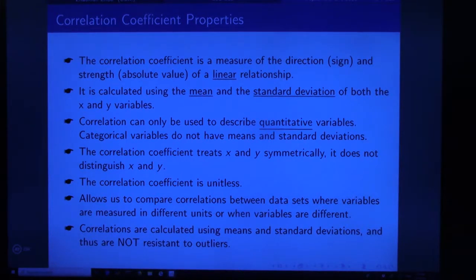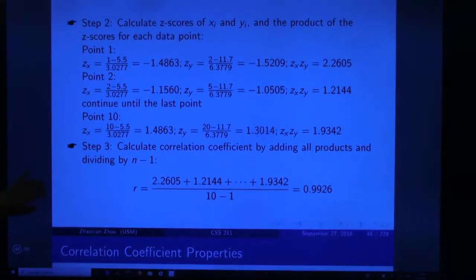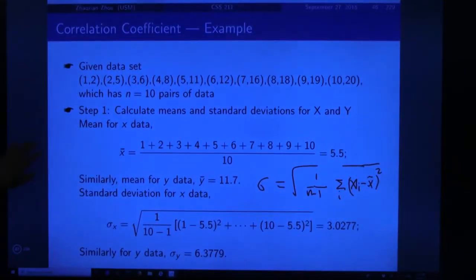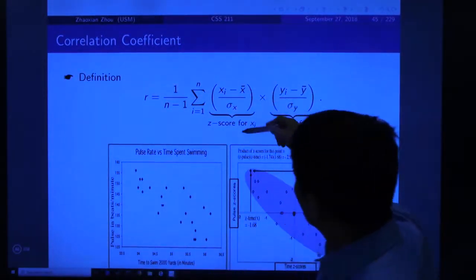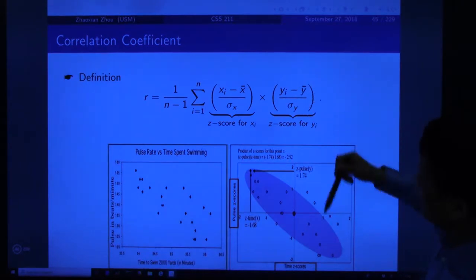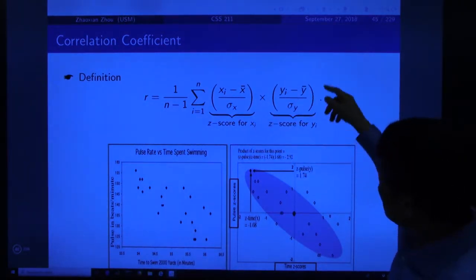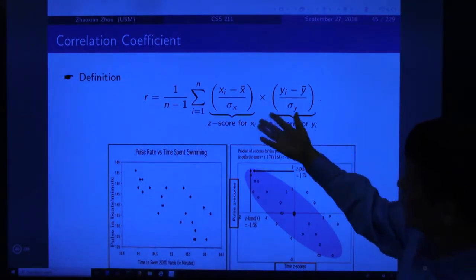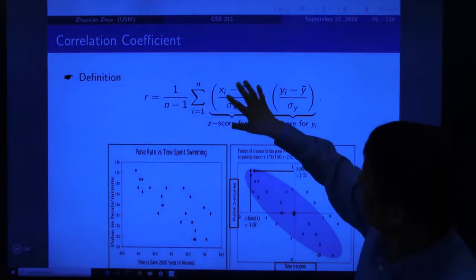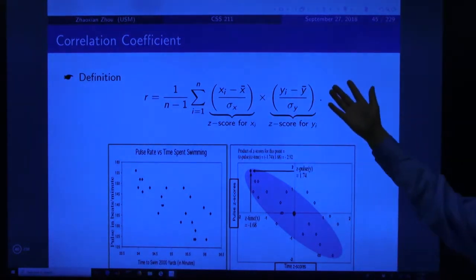The correlation coefficient treats x and y symmetrically. It does not distinguish the x values and y values. Look at here. This is the z-score for x. This is the z-score for y. This term is the only term that has the x value. This term is the only term that has the y value. This is zx times zy. If we switch the positions, and calculate zy times zx, that doesn't matter.